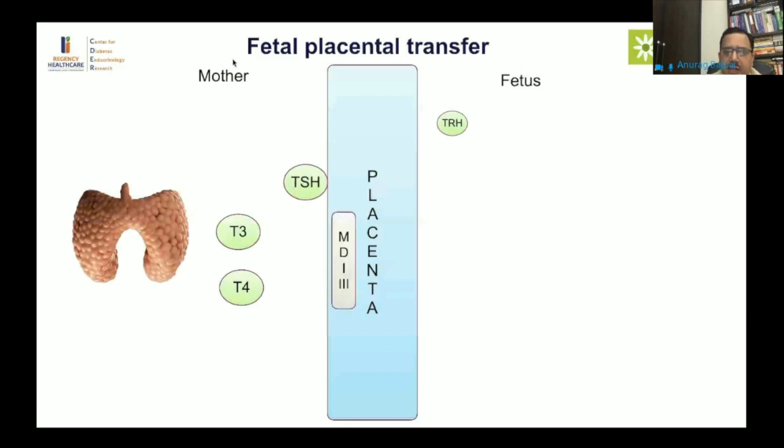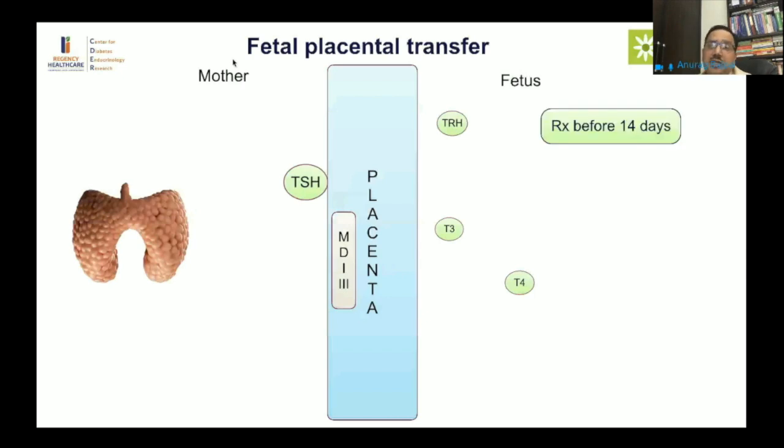T4 and T3 are inactivated by the placental monodeiodinase type 3, but they do cross. So 40% of T4 levels in the fetus may be observed even in athyreosis because of this maternal transfer of T4, and this is very important because the fetus lives in a relative thyroid-deficient state. So even if we get that 40% from the mother and the fetus is not producing any thyroid hormone, it would be able to cope with it, and therefore if we start treatment before 14 days of life in congenital hypothyroidism, the child will do fine. So this is very important to understand.